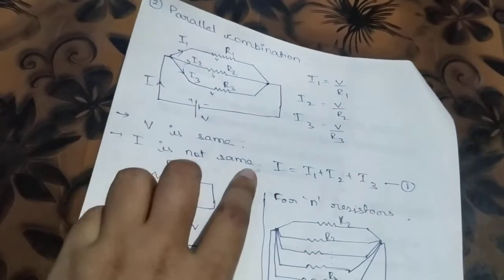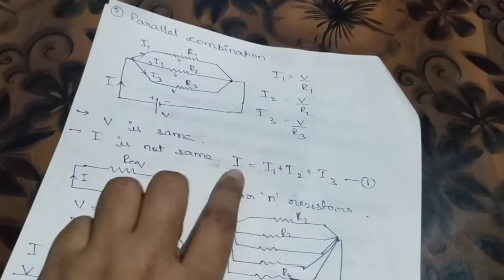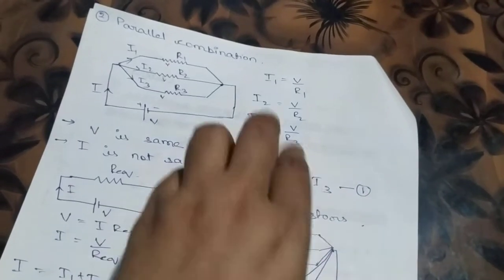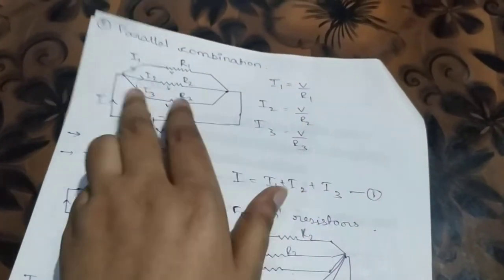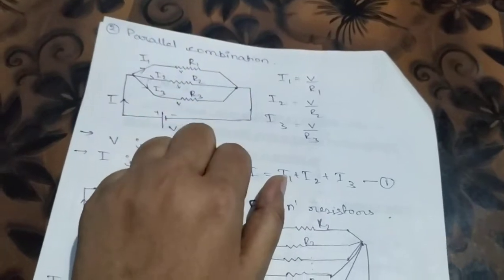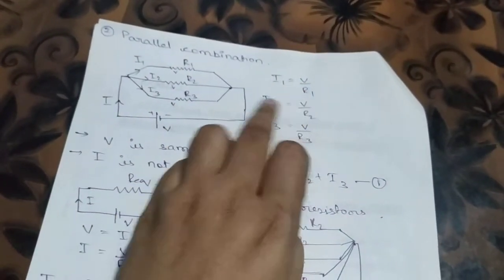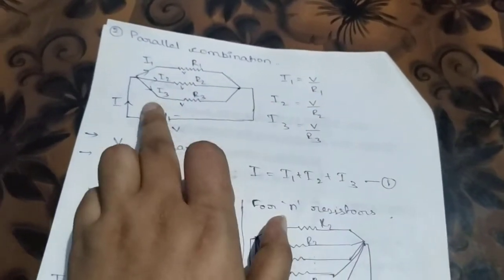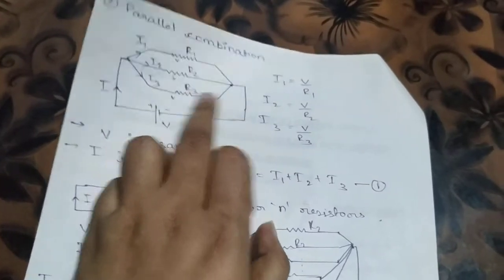So I will be divided into 3 parts, I1, I2 and I3. So here I is not same; I is equal to I1 plus I2 plus I3. If I want to find I1, it will be equal to V by R1. V is same, so V by R1. I2 is equal to V by R2. I3 is equal to V by R3.